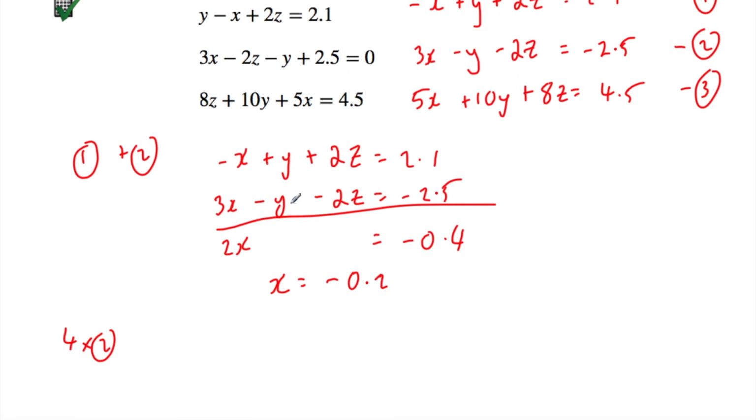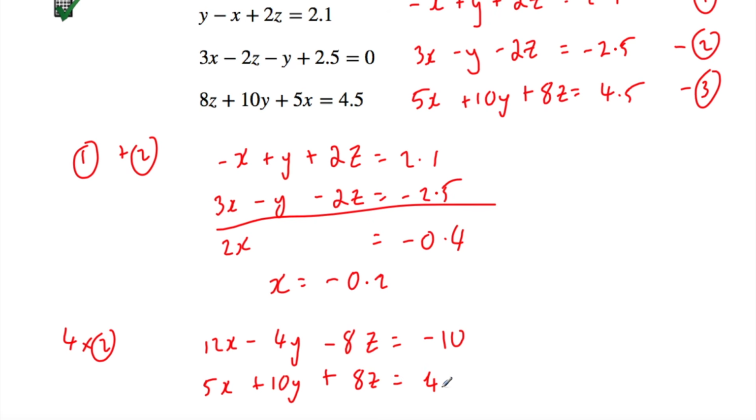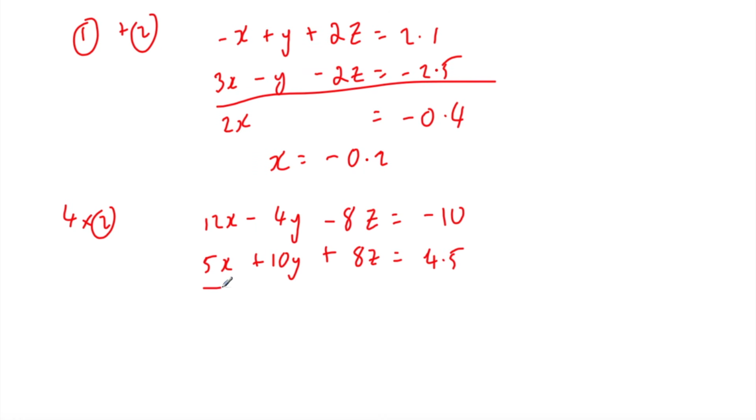And 4 times equation 2 would be 12x minus 4y minus 8z is equal to, and then minus 2.5 times 4 would be minus 10. So that's 4 times equation 2. And then we've got equation 3, which is 5x plus 10y plus 8z, and that's equal to 4.5. So that's great. Now we can add these two equations together to cancel out those z's. So let's write add, and actually we're just going to go back up here and write add as well, because we added those two equations to cancel the z's.